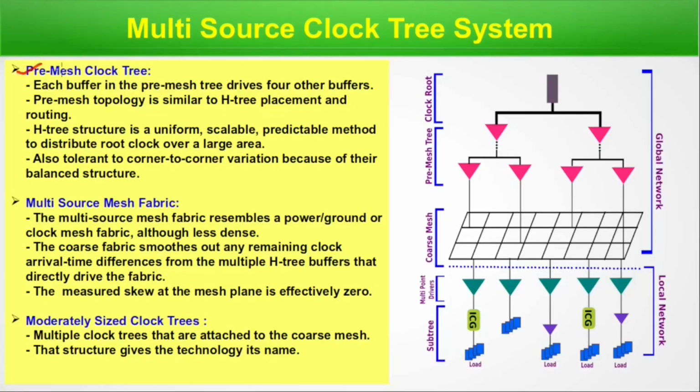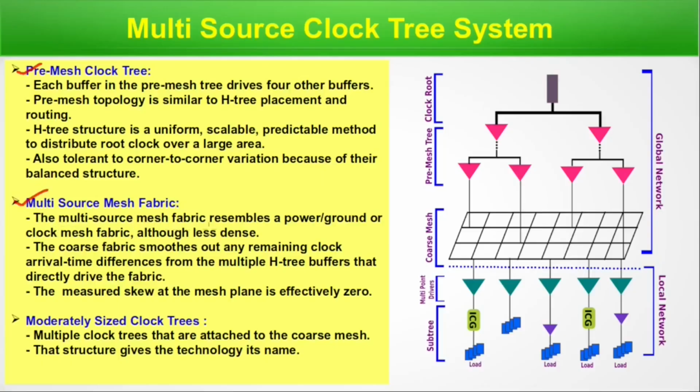Now, pre-mesh clock tree. We have seen there are 3 parts. So, first, pre-mesh clock tree. This is the clock route. Now, this is pre-mesh clock tree, and here coarse mesh is there. After that, multi-point drivers and subtree are there. Each buffer in the pre-mesh tree drives 4 other buffers. That's pre-mesh topology similar to H-tree placement and routing. H-tree structure is a uniform, scalable, predictable method to distribute root clock over a large area. Also tolerant to corner variation because of its balanced structure. So pre-mesh clock tree is like a conventional clock tree.